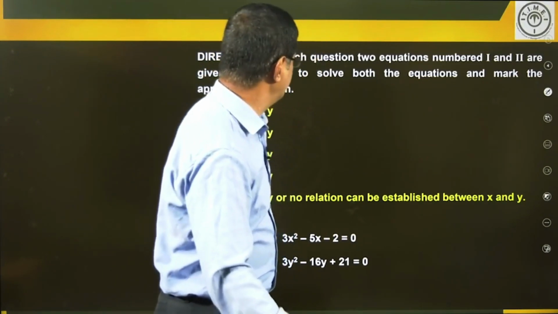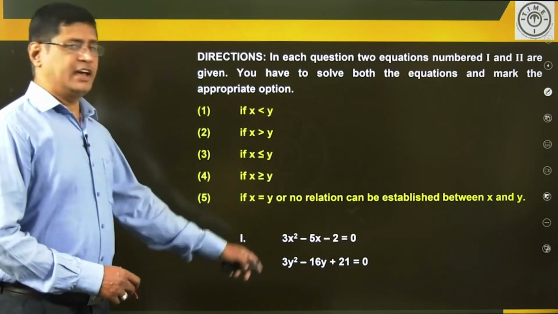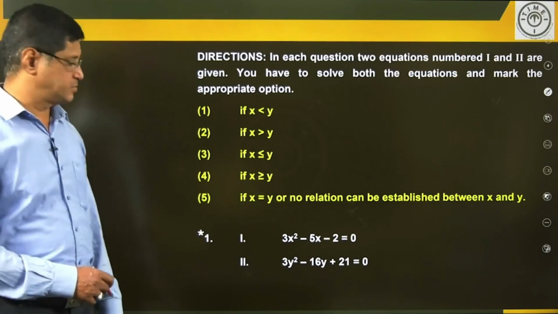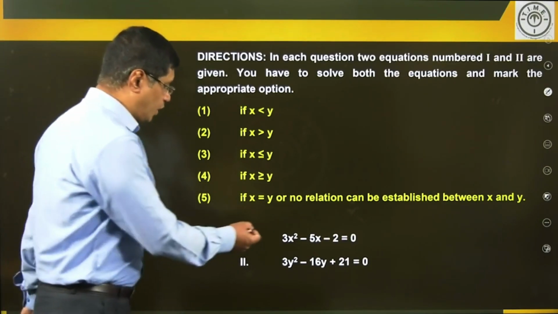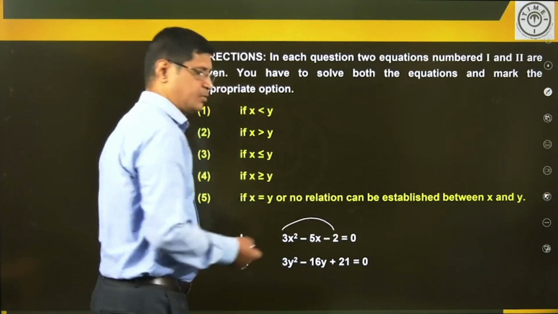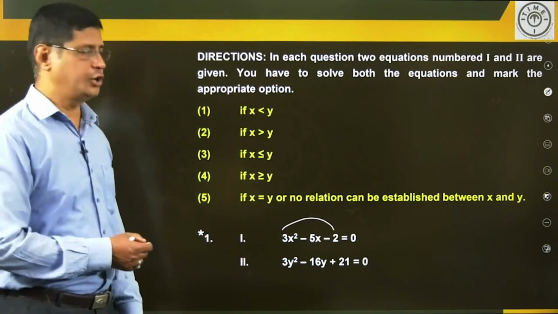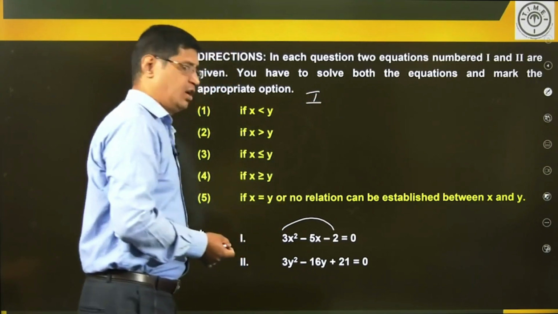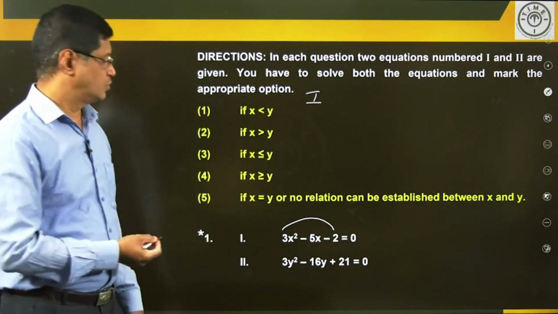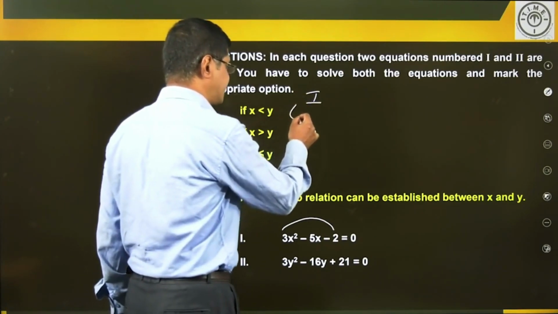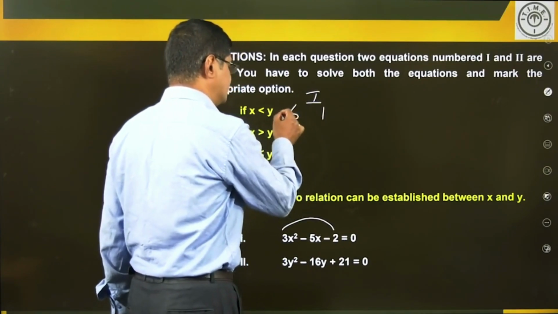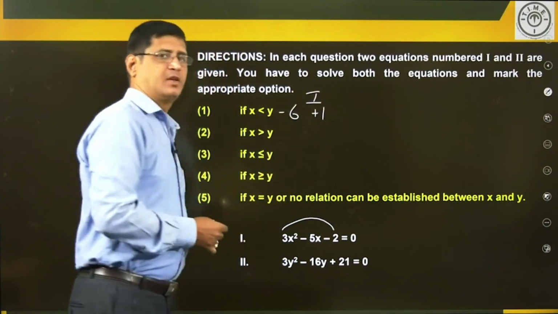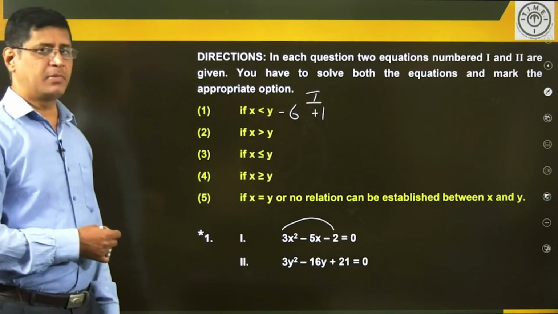Okay. Now, look at the example here. 3x square minus 5x minus 2. What is the product of these two numbers? The product of the numbers is 6, 3 into 2. So, what is the value of the middle term? Just find the factors here. How to get the middle term 5? Here 6 and 1. Just observe this. Minus 6 plus 1.